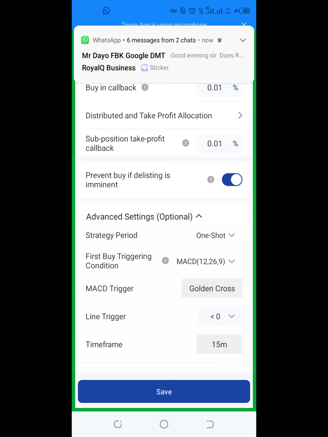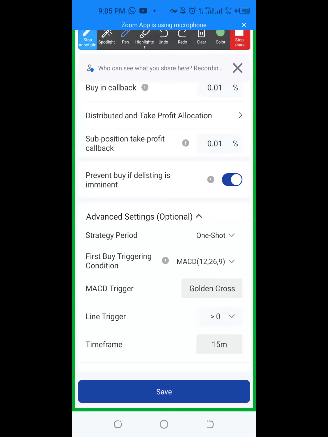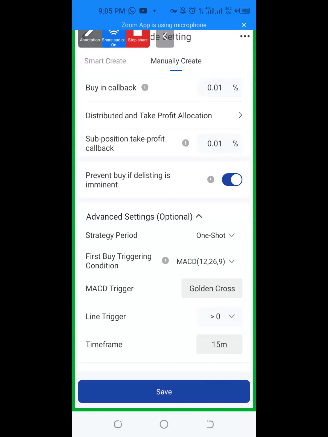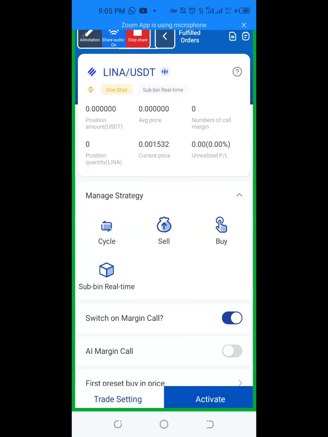But I want it to trigger above, because it has already done a golden cross below the zero line. So I'll just click save. You can see that by default, the bot only triggers when there's a golden cross on the 15 minutes. So I will click farm. I will click activate.